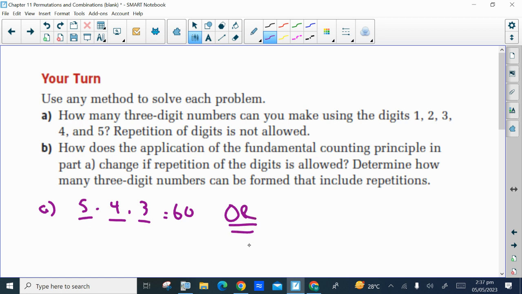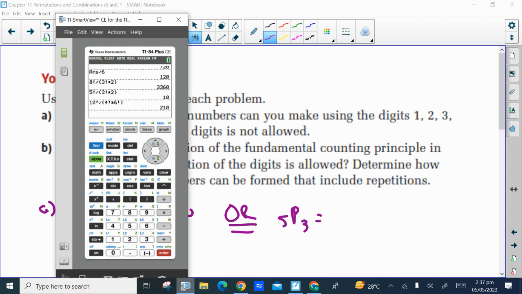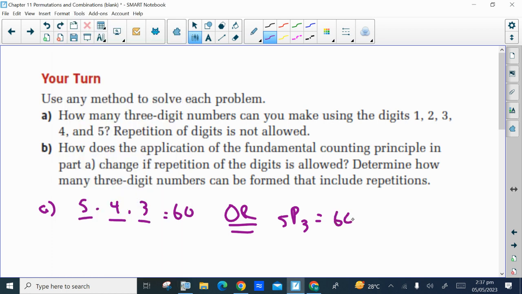Another way to do it would be using permutations, 5P3. You've got 5 digits, you're only going to arrange 3 of them, and order matters. So that's another way to do that. Using the calculator, Math, over to Probability, 2 is my nPr function. 5P3 also equals 60. So 2 different ways that could be done.